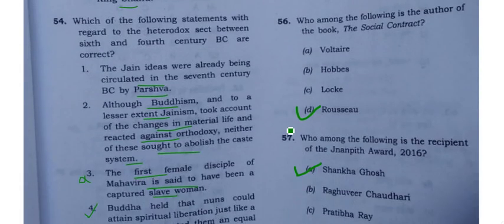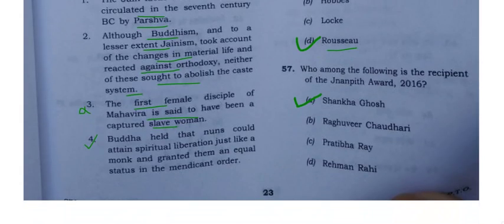56th one. Who among the following is the author of the book Social Contract? So it is Rousseau. Now let's talk about the 57th one. Who among the following is the recipient of the Gyanpith Award 2016? So it is Sankha Ghosh.